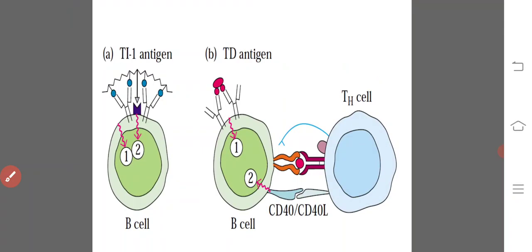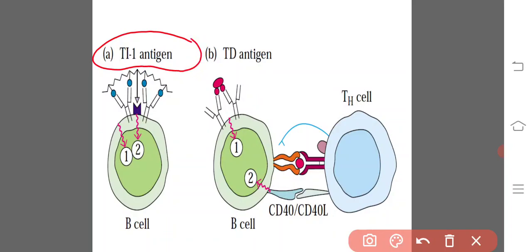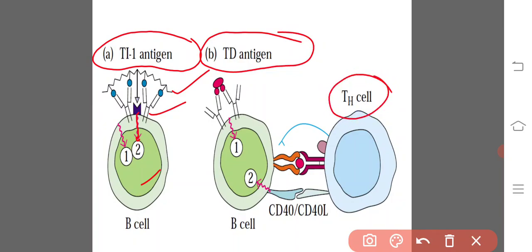Here we can observe clearly, this is the thymus independent antigen. The antigen comes in contact with the surface receptors of the B cell directly, and thereby there is signal transduction, gene rearrangement and the production of the appropriate antibodies by the B cell. But in the second example you can observe that some of the antigens require the help of the T helper cell. So this red one is the antigen. Now this antigen requires the help of the T cell in order to activate the B lymphocyte. So these are called thymus dependent antigens, T cell dependent antigens.